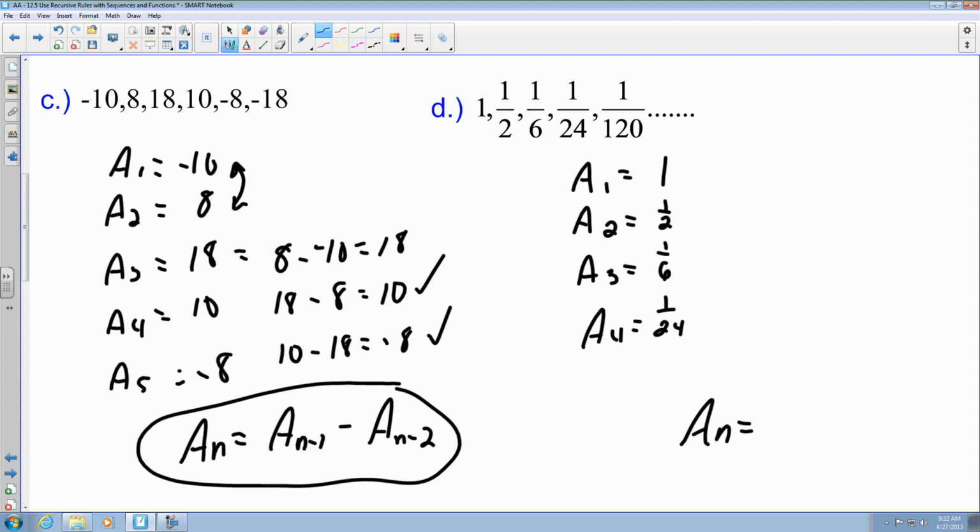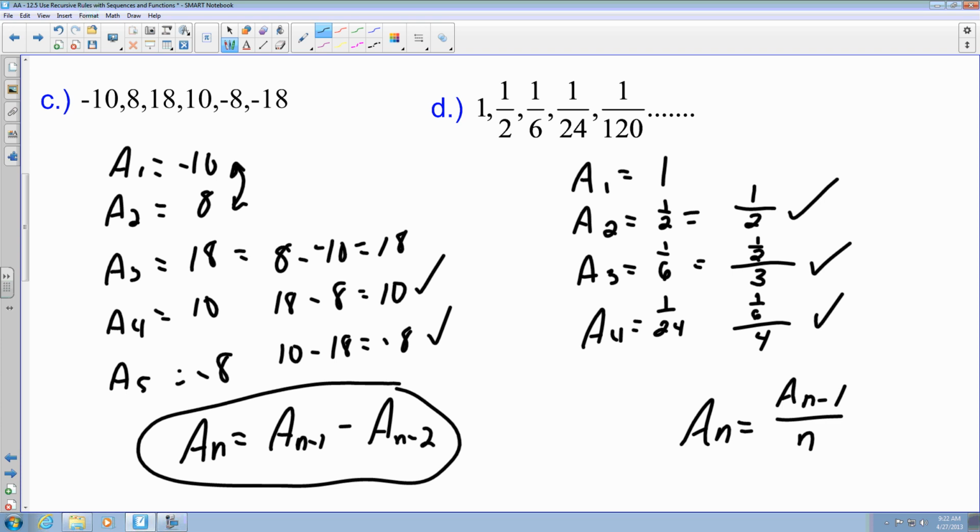if you take the value preceding that, which is a sub n minus 1, and then you divide it by n, that'll help you find the pattern. So if you look at this one here, the one preceding that is 1 divided by n, which is 2, that gives you the 1/2. This one here, you go to the value preceding that, which is 1/2, divided by 3. 1/2 divided by 3 gives me the 1/6. Here, 1/6 divided by 4 gives me the 1/24. Checks out. Again, some of it is guess and check. I wish it wasn't that way, but sometimes it is.